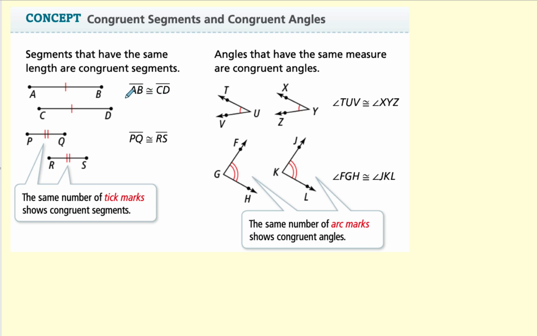A segment, a set of points, is congruent to another set of points. We can use two tick marks so that we know that these go together and we know these go together. The same number of tick marks shows congruent segments.